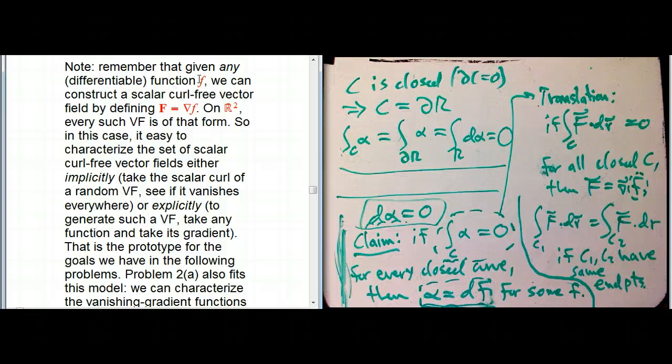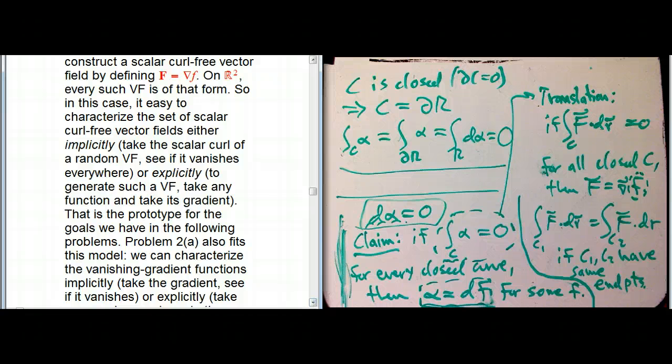If we take any function, we can construct a scalar curl-free vector field. Irrotational is a good word for that, by defining big F to be the gradient of the function we started with. And so what we've just discovered is that if I have a scalar curl-free vector field, that is, a vector field defined implicitly by taking the scalar curl and seeing it's 0, then it must also be explicitly described as the gradient of a function. And this is a really important thing. It's a huge thing in mathematics, going between implicit and explicit descriptions.